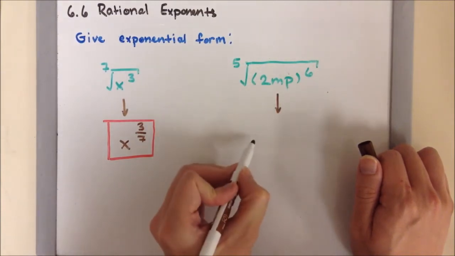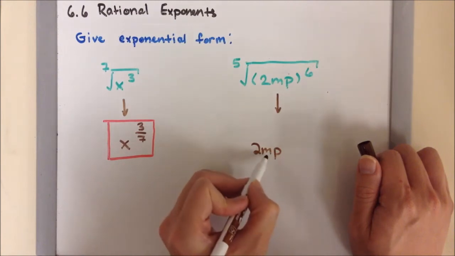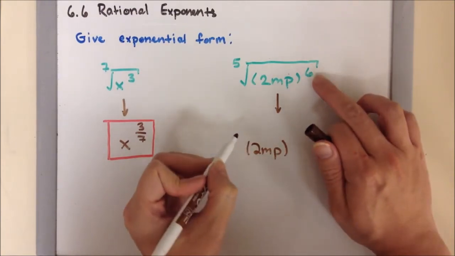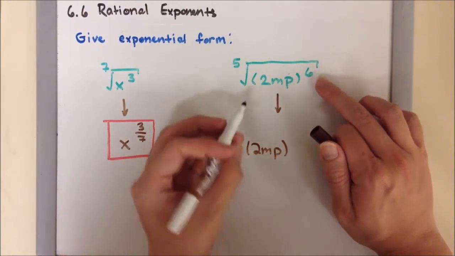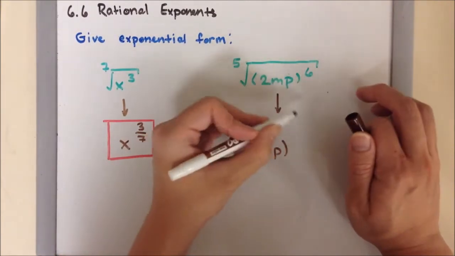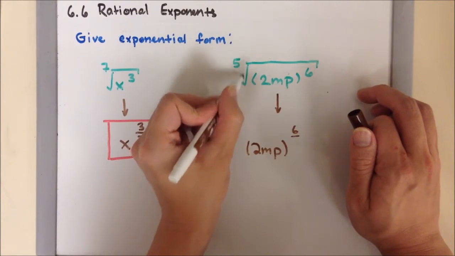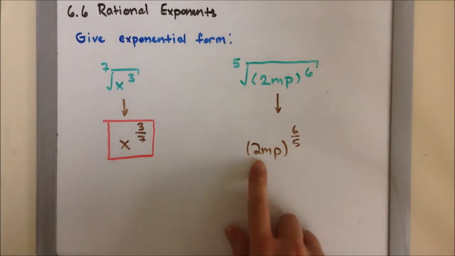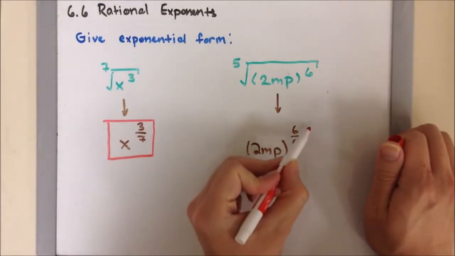So I'm going to write my base first, which is 2mp. The reason we have parentheses is because we have multiple parts, meaning I have a 2, an m variable and a p variable, being raised by the same exponent, which is 6. Now, when we put it in exponential form, also known as the rational exponent form, the exponent that's inside the radical will be my numerator, 6, and then my index, the number that's outside the radical, will be the 5th. So it's 2mp being raised to the power of 6 over 5, and this will be my final answer.